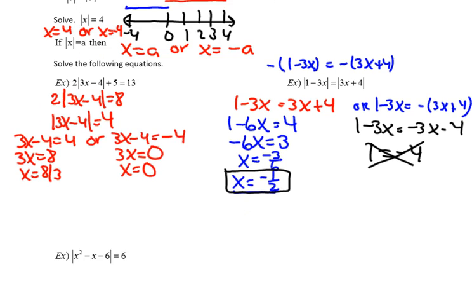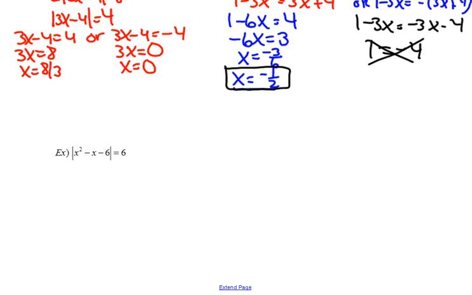Okay, so let's do an equation that's quadratic. Again, same type of deal. To drop the absolute value bars, one of them is going to equal 6. The other one's going to equal -6. Okay, let's go to the left. Subtract 6.